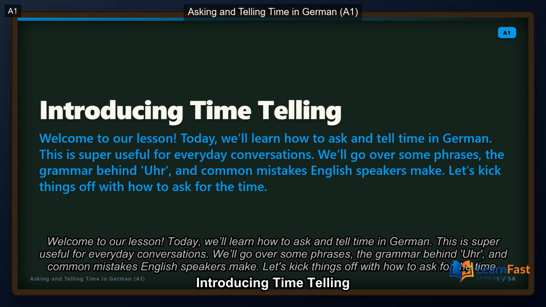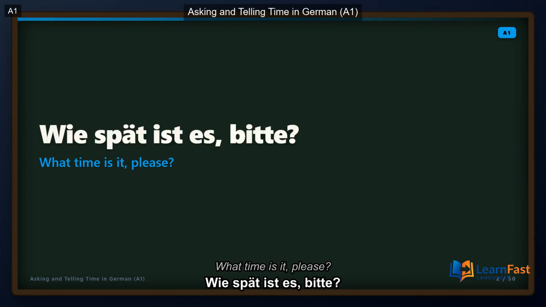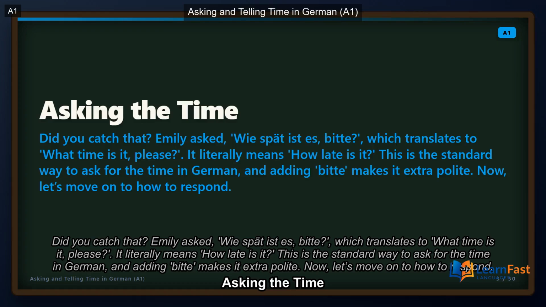Let's kick things off with how to ask for the time. Wie spät ist es, bitte? Did you catch that? Emily asked, Wie spät ist es, bitte? Which translates to what time is it, please? It literally means how late is it? This is the standard way to ask for the time in German, and adding bitte makes it extra polite.